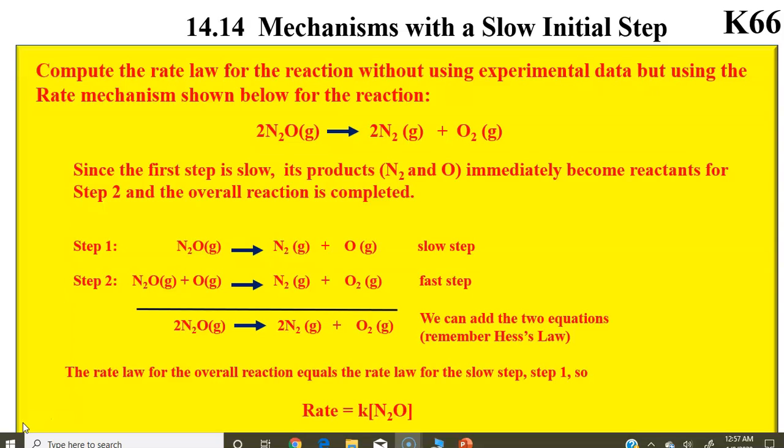So therefore, the rate law for the overall reaction equals the rate law for the slow step, step 1. And what would that be? Well, there's only one reactant in step 1. It's N2O. It has a coefficient of 1. So the rate law for the overall reaction is going to be rate equals K times the concentration of N2O to the first power. Again, that's the rate law for the first step using just the only reactant that's in step 1, N2O.